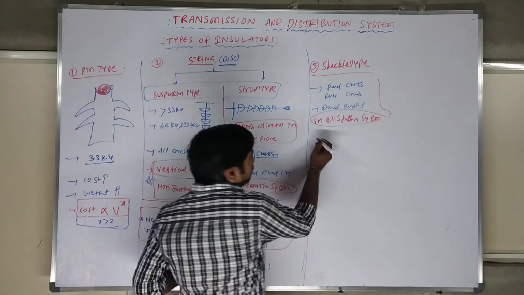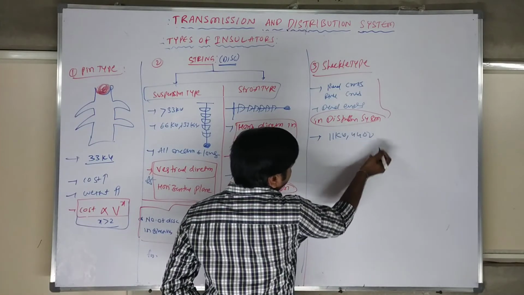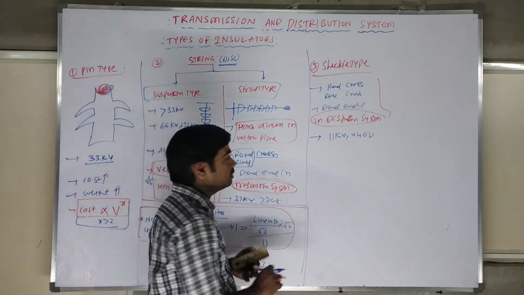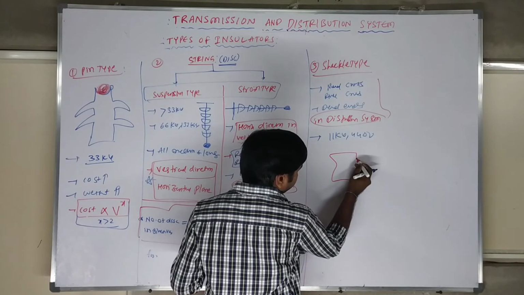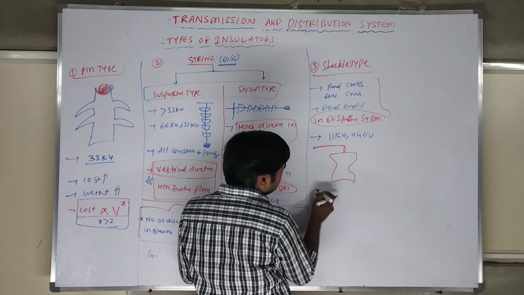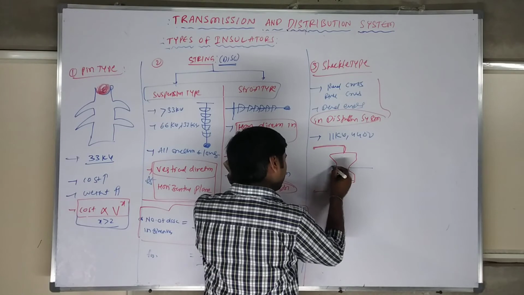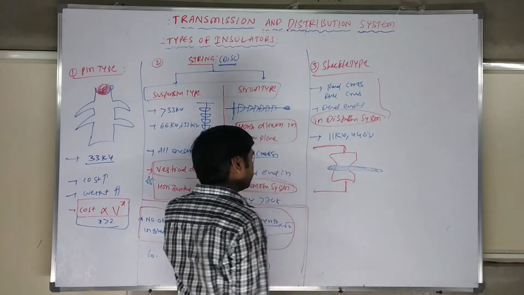In the distribution system, with 11 kV or 440 volt dead ends and crossings, you can use the Shackle type insulator. I think we have already seen the Shackle type insulator. The insulator should be held low like this, and you connect your wire to it.